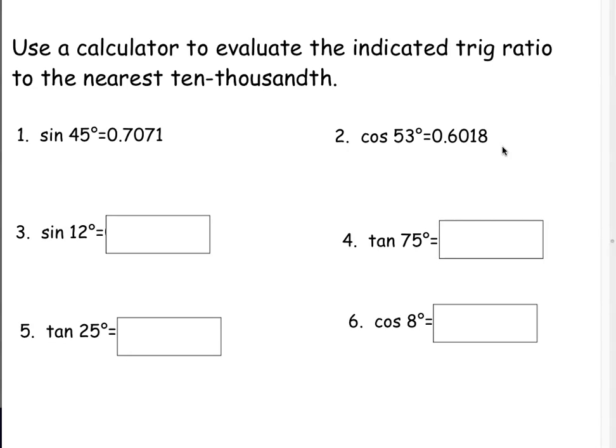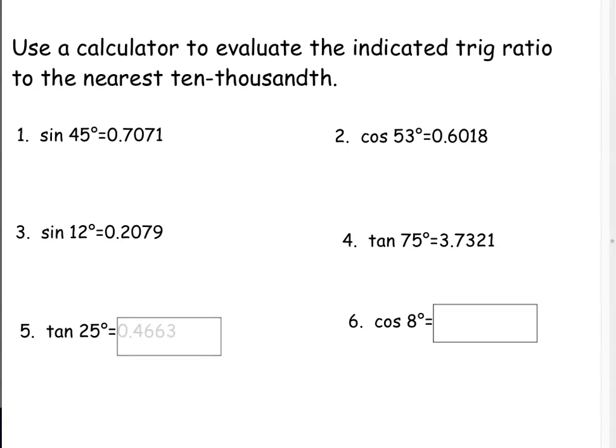All right, I'm going to pause the video. You guys go ahead and find the next 4. All right, let's check. Sine of 12 should be 0.2079. Tangent of 75 should be 3.7321. Tangent of 25 is 0.4663, and cosine of 8 is 0.9903. We doing okay with those keys?